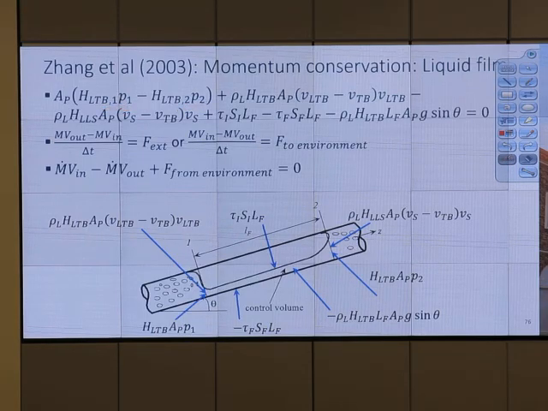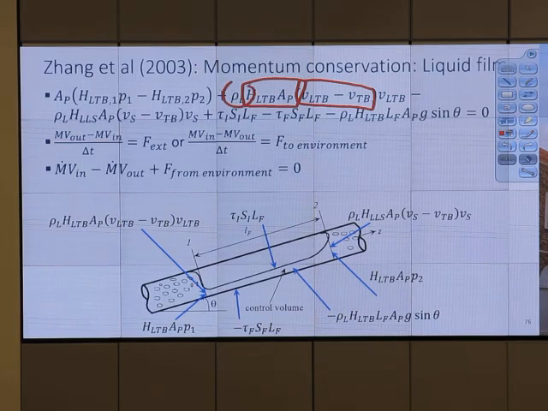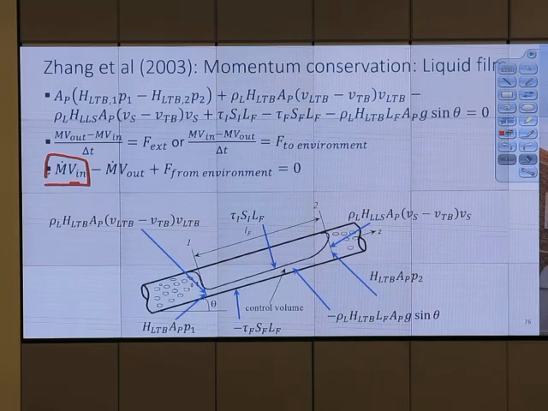What about m dot? M dot across the control volume: H multiplied by A, this is the cross-section area occupied by the liquid phase, multiplied by relative velocity. This gives you the volumetric flow rate across the boundary. Multiplied by density, this gives you mass across the boundary. Multiplied by velocity, you have the momentum rate. In minus out, yes?